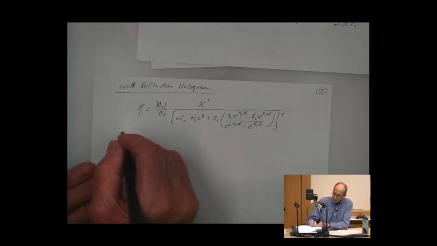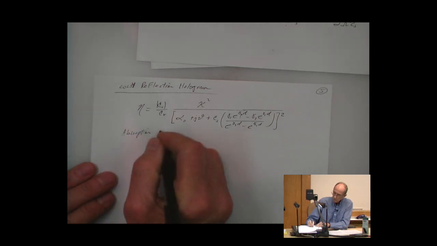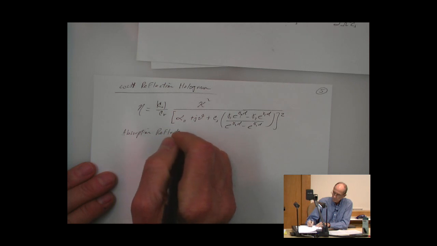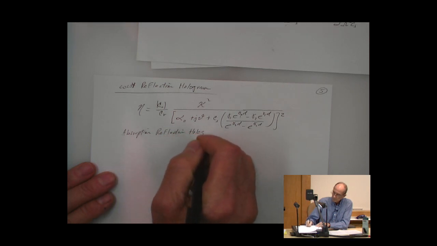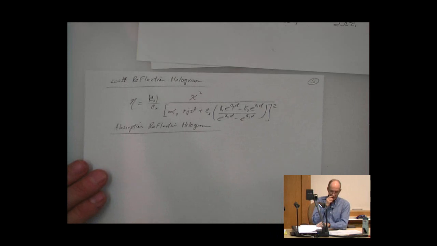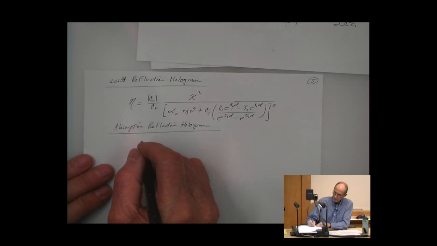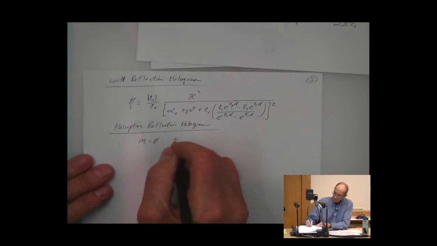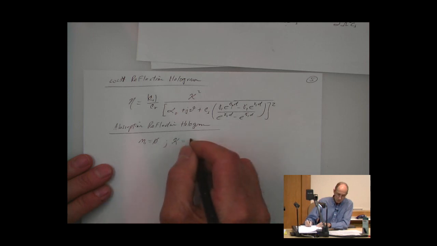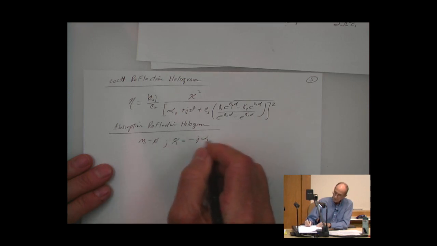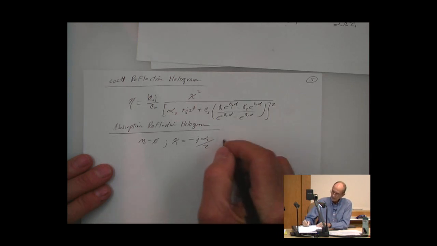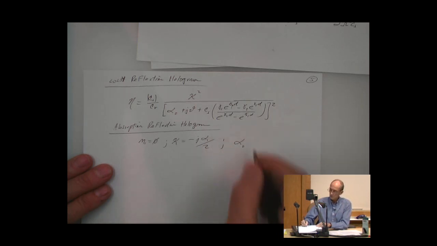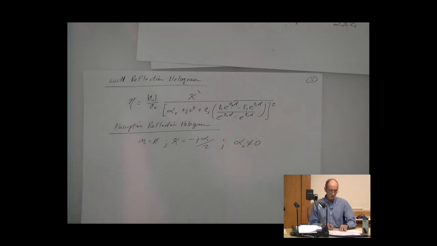Let me go through one more type of reflection grating, and that is just an absorption reflection hologram. For the absorption hologram, we have n1 equal to 0 this time, and we have a kappa which is equal to minus j times alpha 1 over 2, and also we're going to have some average absorption which is not equal to 0 as well.